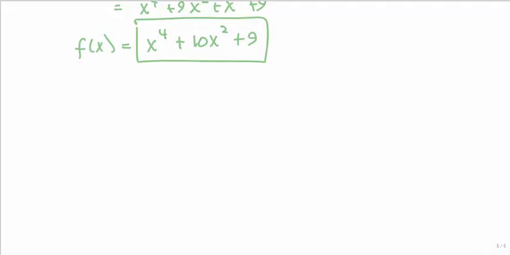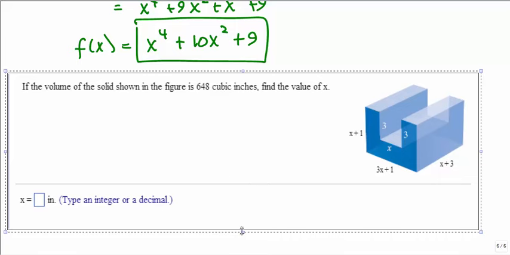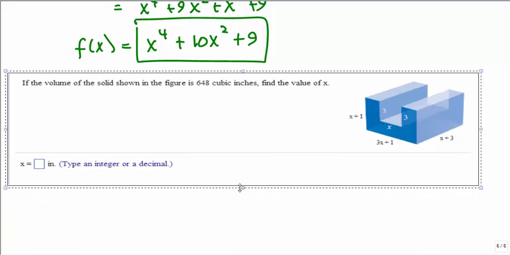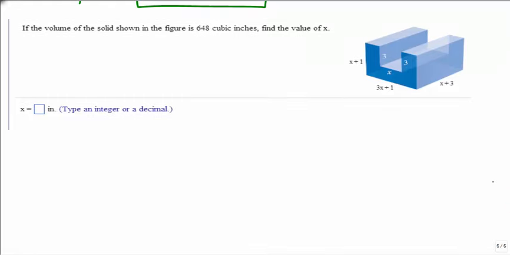We have a solid that's given to us with some dimensions. It says if the volume of the solid shown in this figure is 648 cubic inches, find the value of x. This problem looks a little bit harder than it is. If we just think about finding the volume of the overall cube, I guess it's not going to be a cube, it'll be a rectangular solid, and then just cutting out this section in the middle. So let's go ahead and start with the idea of the volume.